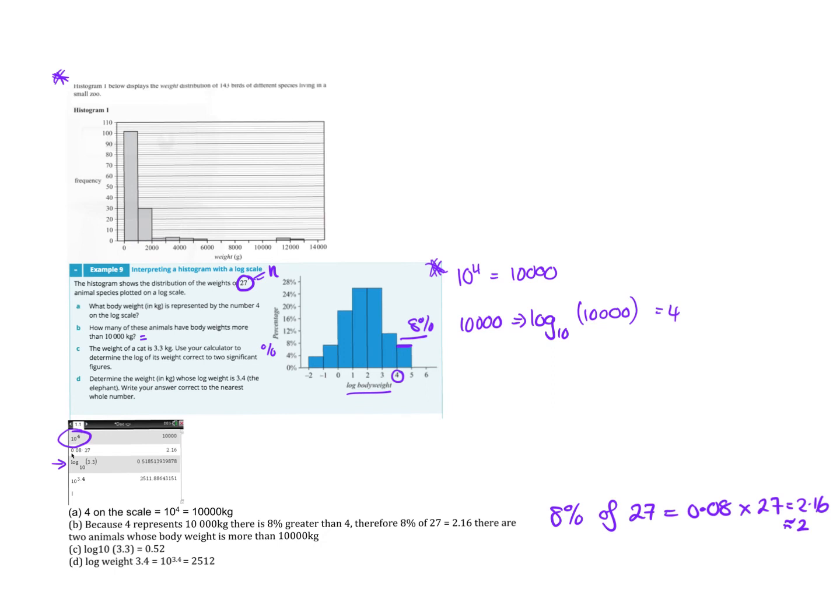And then, to determine the weight of an animal that has a log weight of 3.4, you just go 10 to the power of 3.4, and that animal is about 2,500 kilos, okay?